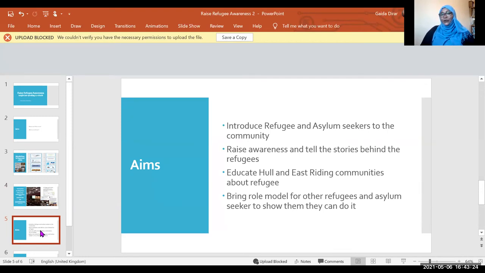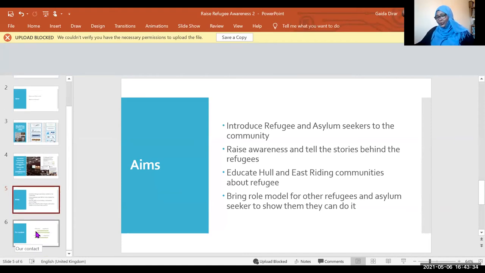Bring role models for the refugees and asylum seekers to show themselves, to show what they can do and that they can speak, and people can listen to them. So in conclusion, we would like, all the time, to help reach as many people as we can. Open doors for local communities and refugees to engage with each other, reduce the difficulties and challenges refugees face every day, and stop bullying against refugee children in school.